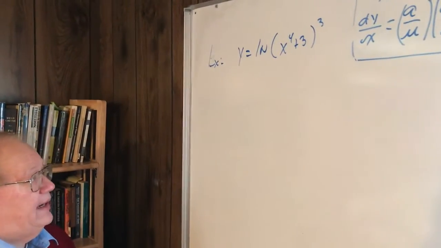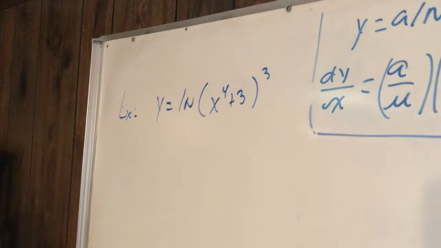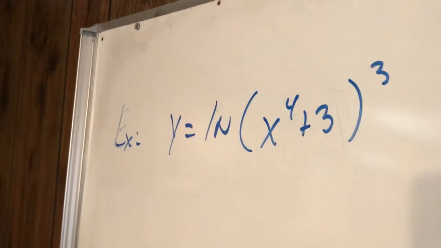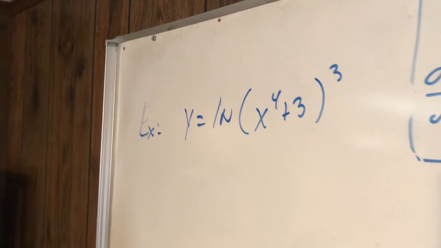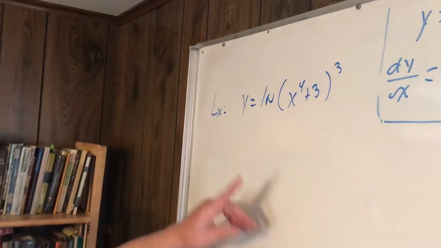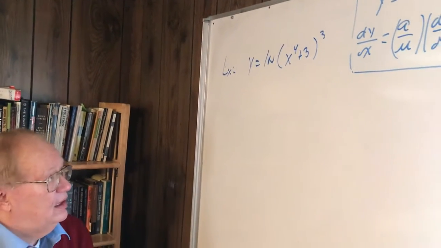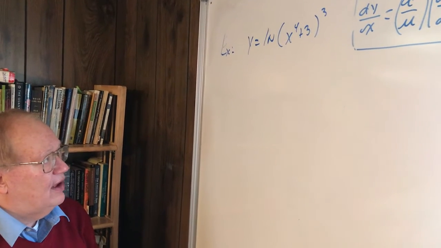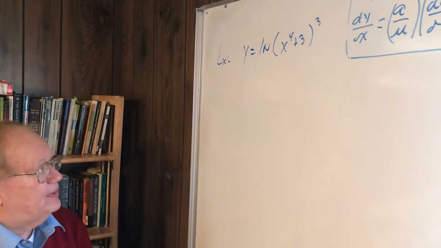Okay, now we're going to do another one like this. This is going to use a log rule, but it's not as complicated. Notice we have natural log of x fourth plus 3, to the third. Well, we can't directly use our log rule because we have a third there. Somehow there's a chain rule involved in here, which could get very complicated.